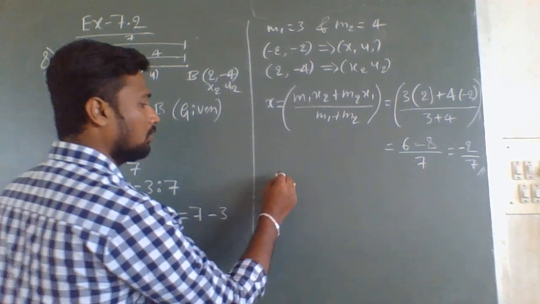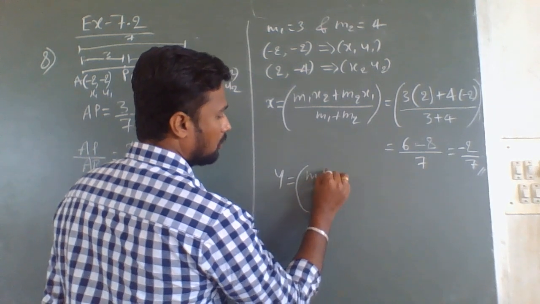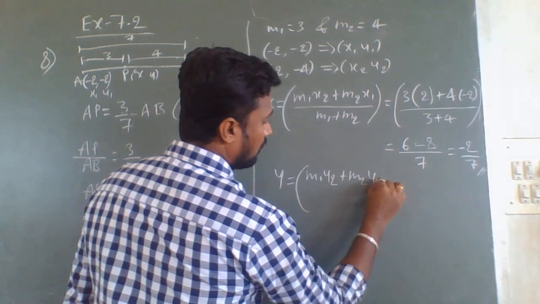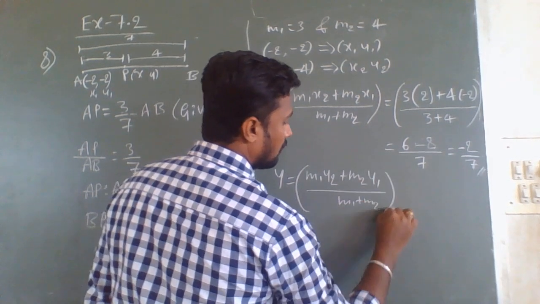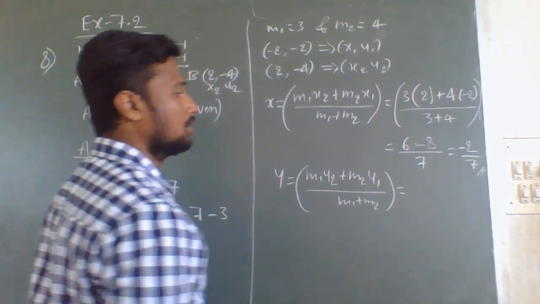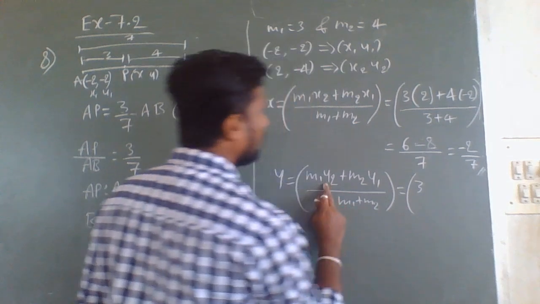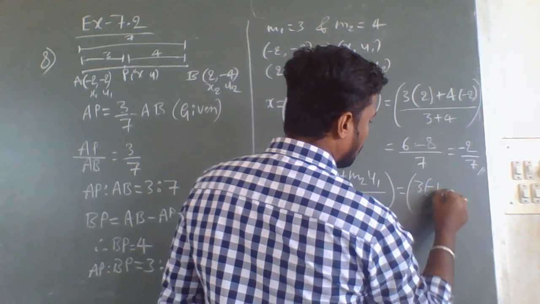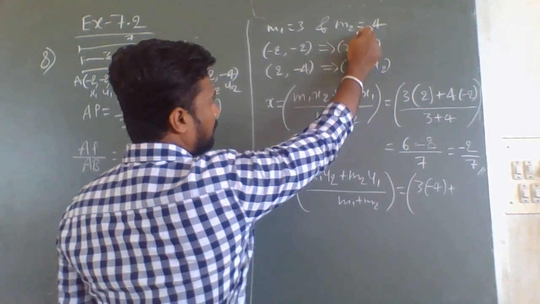So like this only, now we will calculate the y coordinate value. What is the formula? m1 into y2 plus m2 into y1, divided by m1 plus m2, equals, here what is the m1 value? The m1 value is 3 and the y2 value is minus 4. 3 into minus 4 plus the m2 value. What is the m2 value? 4.